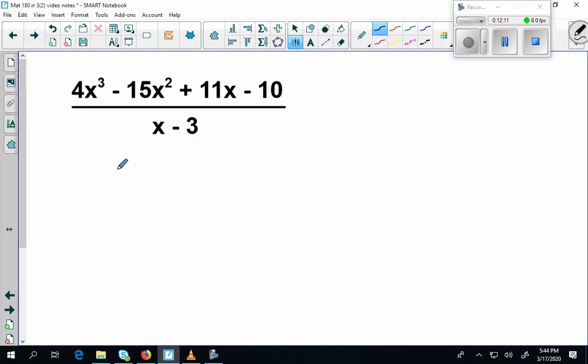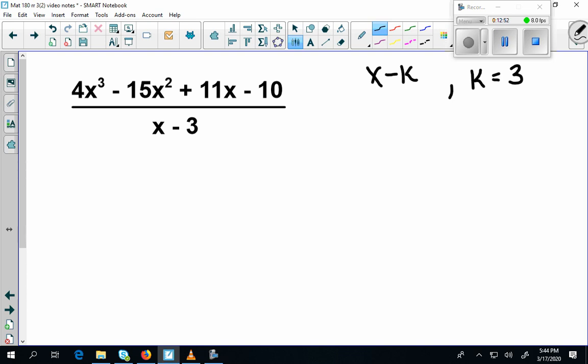Let's look at this one. I have 4x to the third minus 15x squared plus 11x minus 10. I am dividing by x minus 3. So your divisor, the thing you're dividing by, needs to be in this x minus k form. In the k position here, we have 3. So I don't have to take the additive inverse because my binomial has that subtraction sign, not addition. We'll look at one where it's addition, but for right now, you don't have to worry about that.